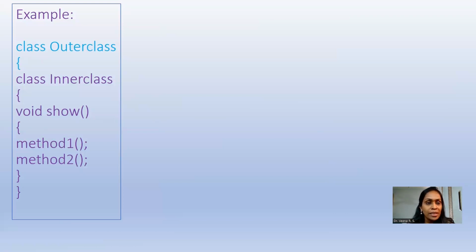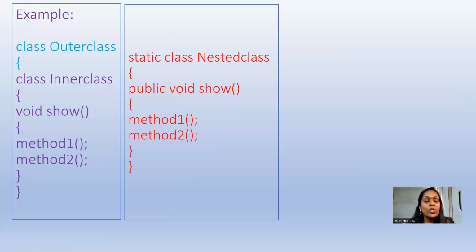So make a note here: I have not closed the outer class yet, I have just closed the inner class. We have created one more class named nested class within the outer class, and that nested class has a prefix, static class. The same method show is also defined in the nested class, and this show method is also calling method 1 and method 2. Then we have closed the nested class.